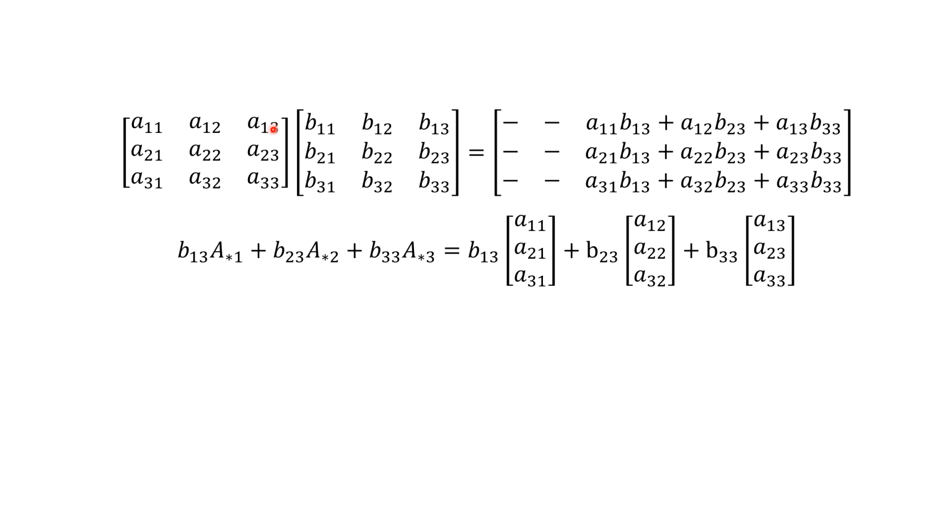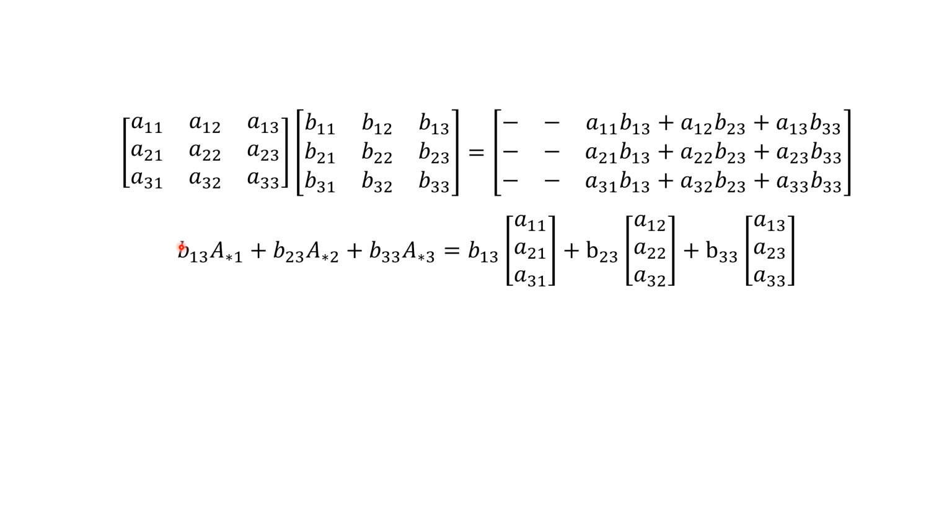So we take row 1 of A times column 3 of B, get this. Then row 2 of A times column 3 of B, get this. And then finally the third row of A times the third column of B, and we get this. So that's the normal standard way of multiplying to get the entries in a column, in this case the third column.